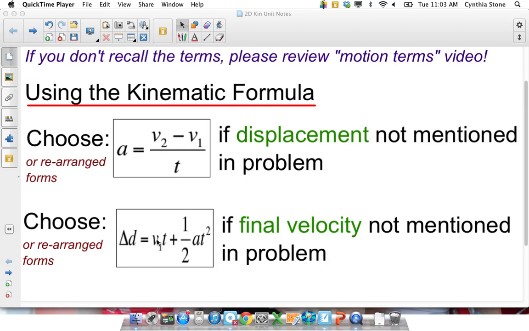Okay, so these are two of the formulas. The idea is you choose the formula based on what's not given in the problem, what you're being asked to look for, and then choose the right formula.